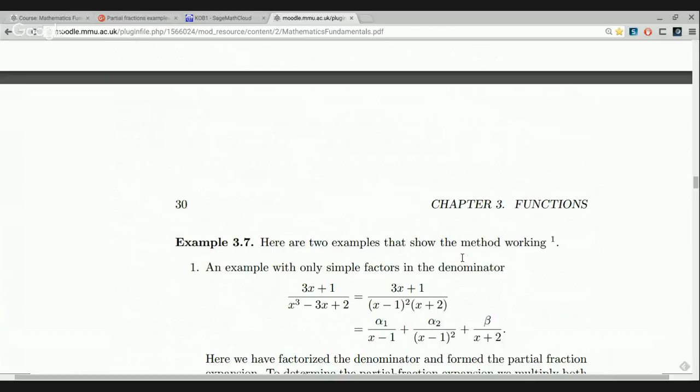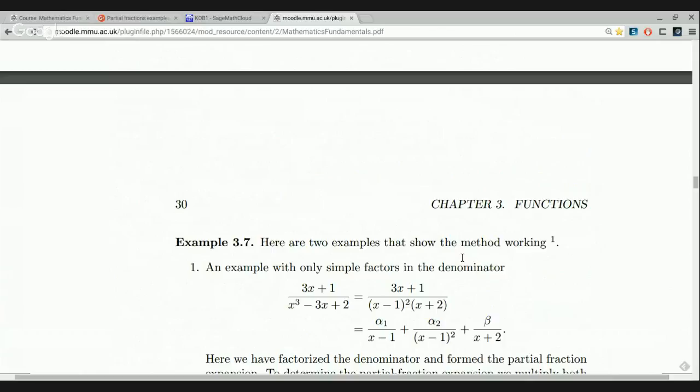Now the denominators here are the same. And if the denominators in these two representations are the same, that means the numerators must be the same as well. Now this numerator we see as this simple polynomial 3x plus 1. Here we've got a general quadratic polynomial.